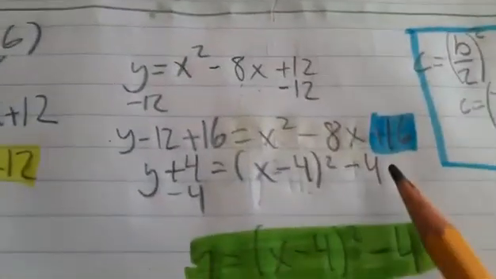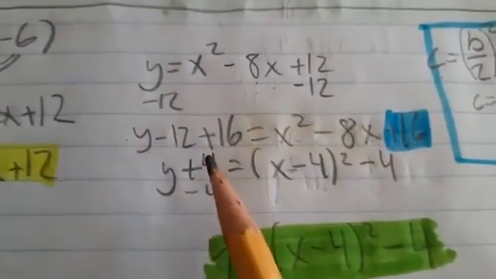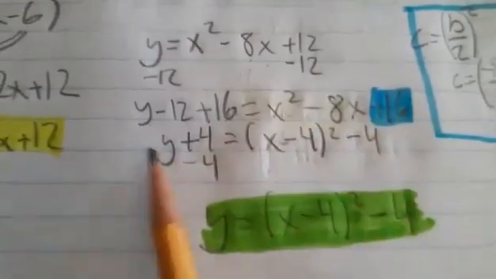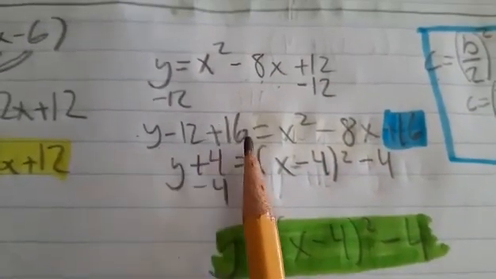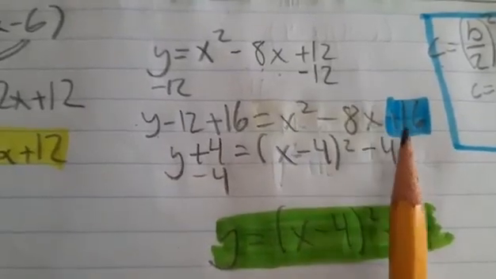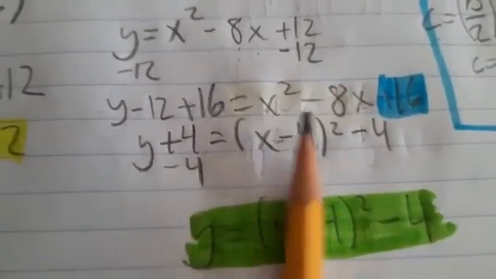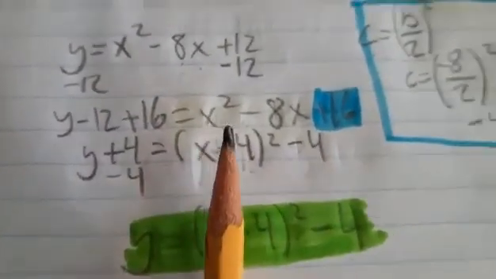So once we've got that number, we're going to want to add it to both sides, because once again, you have to add it to both sides to make it a valid equation. So as you can see, we have y minus 12 plus 16 equals x squared minus 8x plus 16. The first thing we're going to want to do is look at this right side, because we're just going to factor it down again.